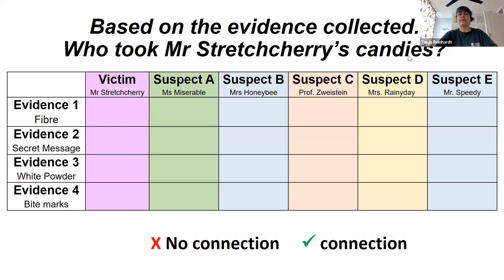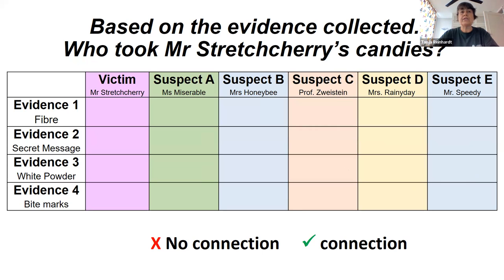Here we go. All right. Okay. So remember, this is our table. If there is no connection, so if nothing's matching up, we're going to make a cross or we write no. But if there is a connection, we either make a tick or we write yes.